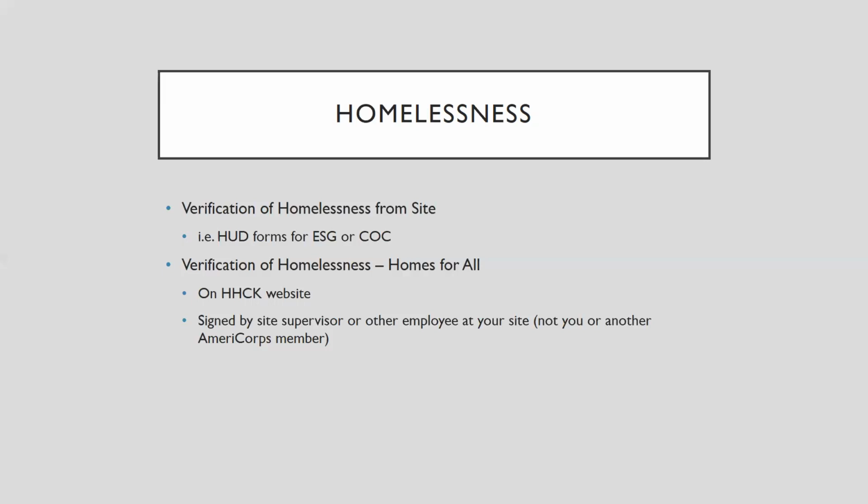But if your site doesn't use those forms and you need to document someone experiencing homelessness, you can use a form that we've developed. It's the Homes for All verification of homelessness. It's on the HHCK website under current member resources. And it's a form that will need to be signed by someone at your service site, preferably your site supervisor, but it can be someone else. It's not signed by you or another AmeriCorps member if someone is serving at your site that's also in our program.